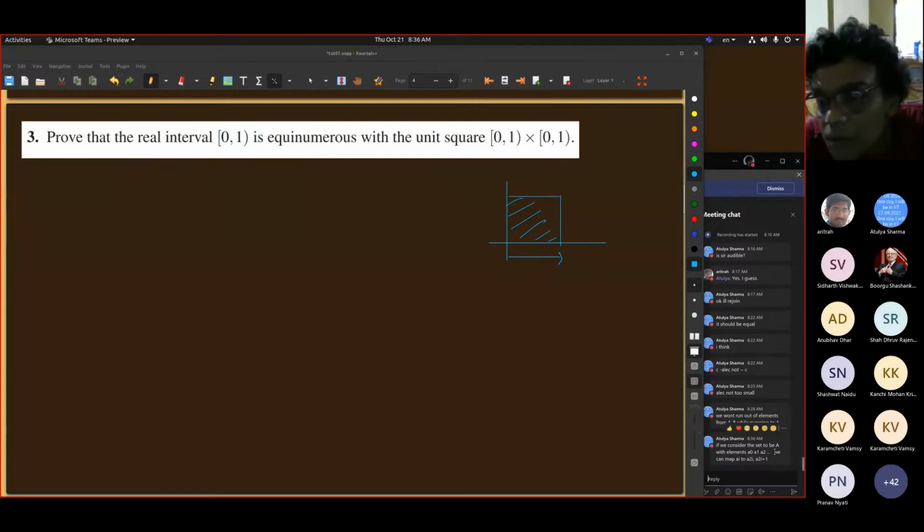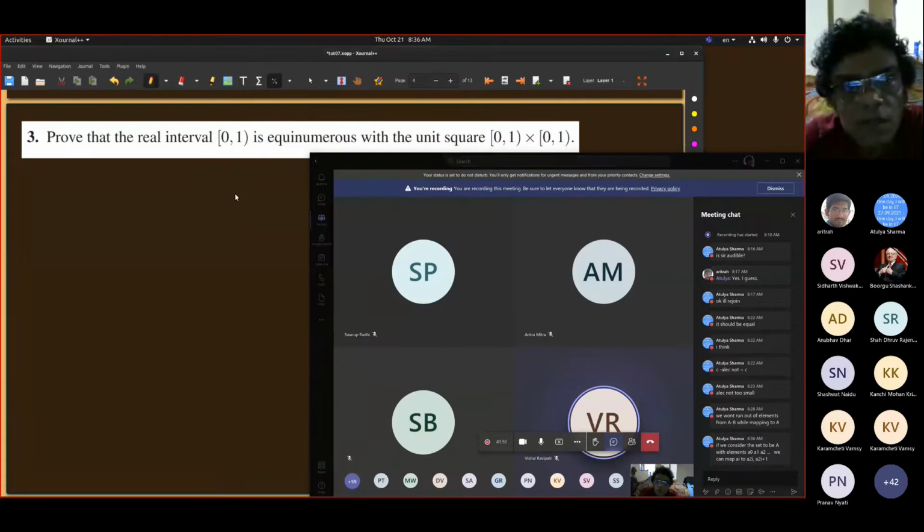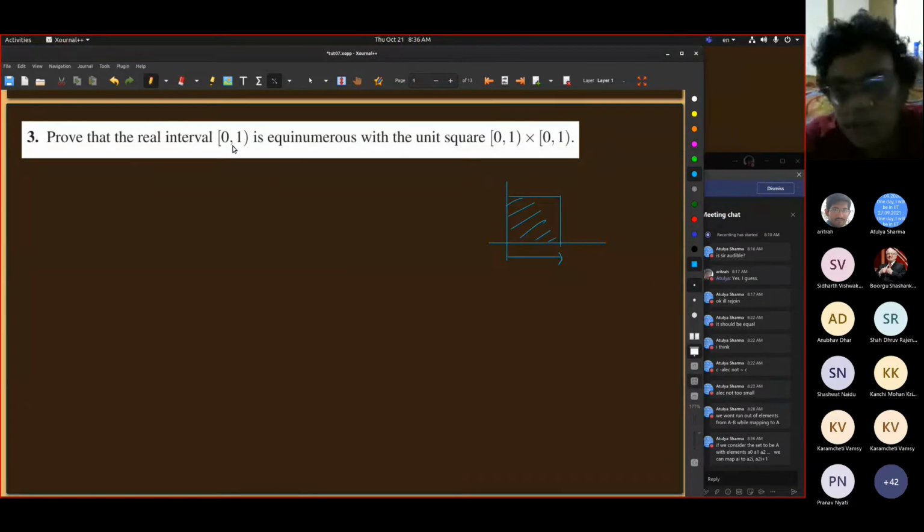If we consider the set to be A with elements A0, A1, A2, we can map A_i to A_{2i}, A_{2i+1}. No. First of all, note that this is an uncountable set. You cannot enumerate it like the way you did. You cannot enumerate.